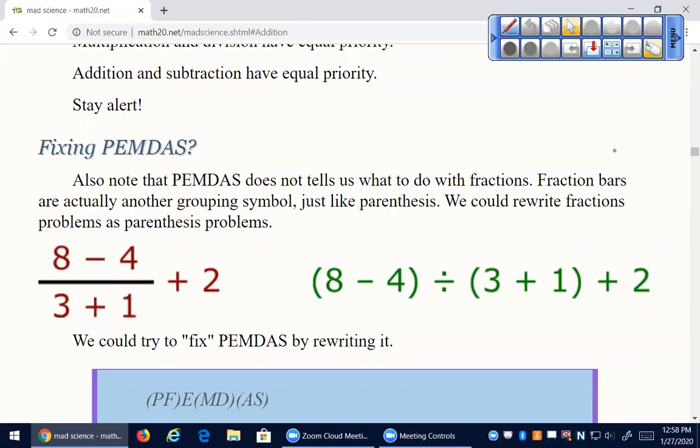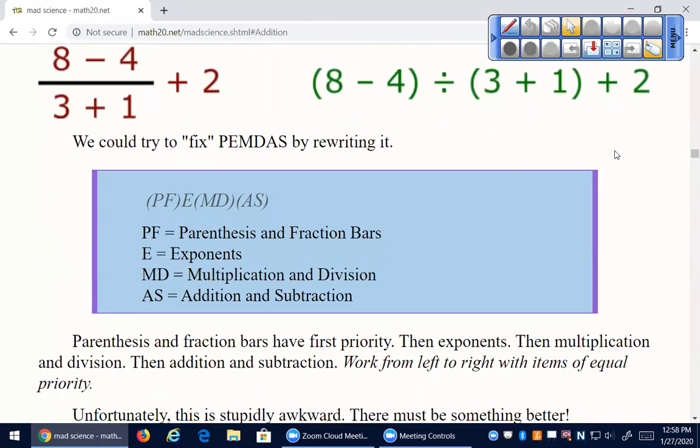So don't do this, but if we really wanted to have PEMDAS correct, it would go PF is one thing, parentheses with fraction marks. Exponents is its second priority. Multiplication and division are the third priority. And addition and subtraction are the last priority. But no one ever writes PF and then E and then MD and then AS in a weird way. It's awkward. There must be something better than this, and there is.